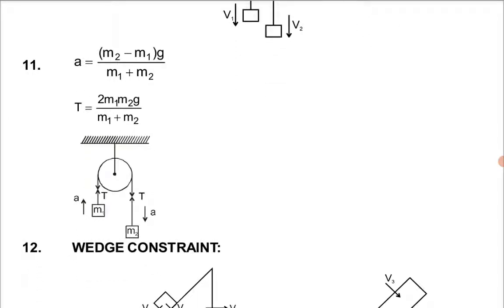From this figure we have to calculate acceleration. Then what is the formula? a equals (m2 minus m1) into g upon (m1 plus m2). And if we have to calculate tension, then T equals 2 m1 m2 g upon (m1 plus m2).